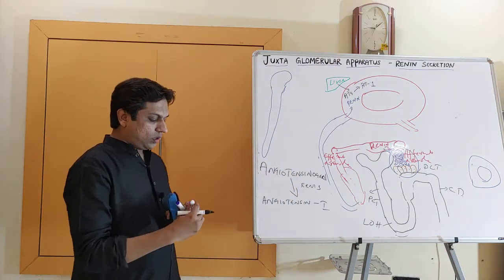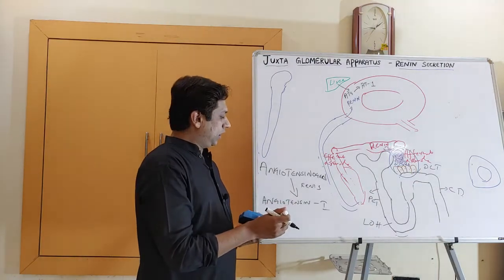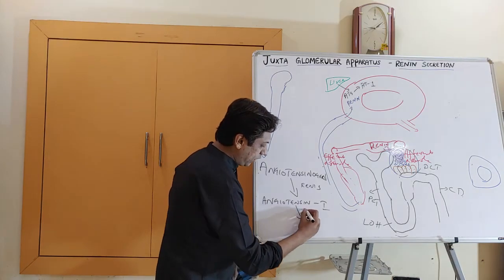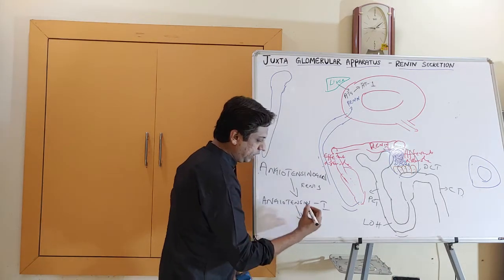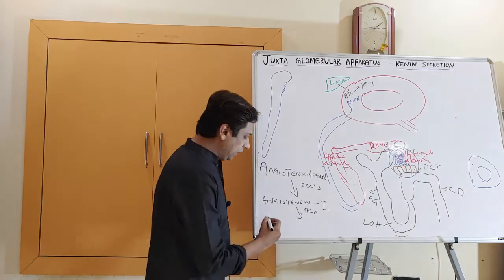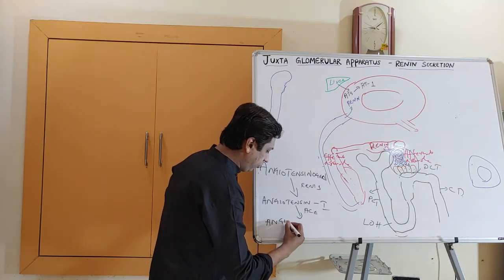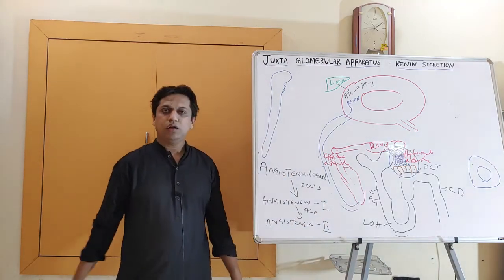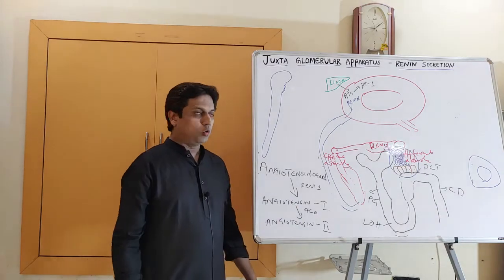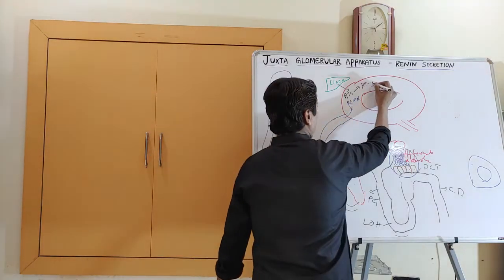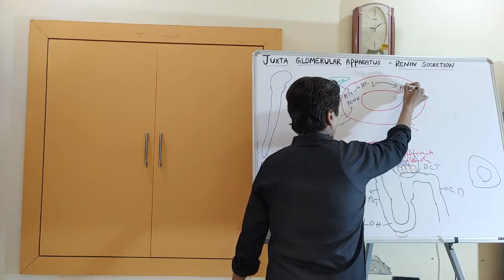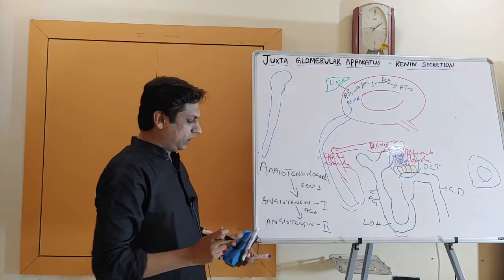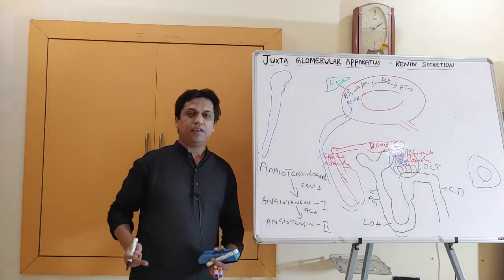Then the angiotensin 1 further gets converted by an enzyme known as angiotensin converting enzyme, or simply can be designated as ACE. It gets converted into angiotensin 2. For this, one enzyme is required, known as angiotensin converting enzyme, which I have designated as ACE.